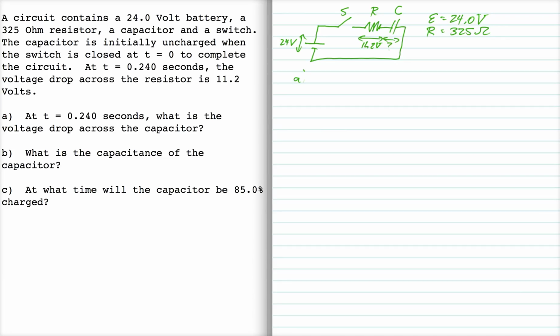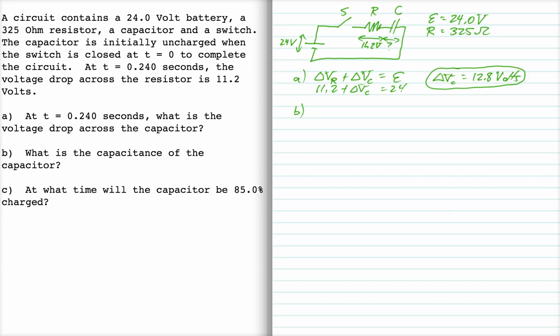Well, that's easy. That's the loop rule, right? We know that the voltage drop across the resistor plus the voltage drop across the capacitor is equal to the EMF of the battery. Right? So 11.2 plus the voltage drop across the capacitor is 24, so the voltage drop across the capacitor at this time would be, what is that, 12.8 volts. That's not too bad.